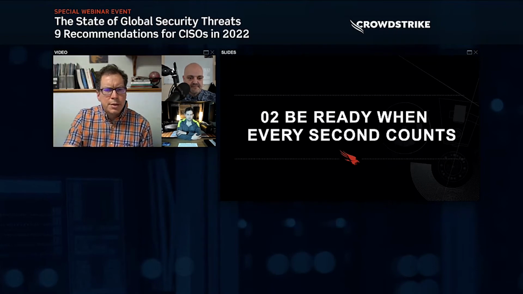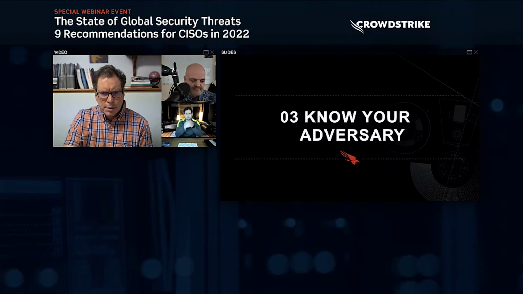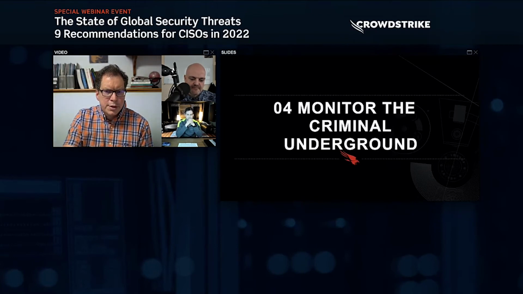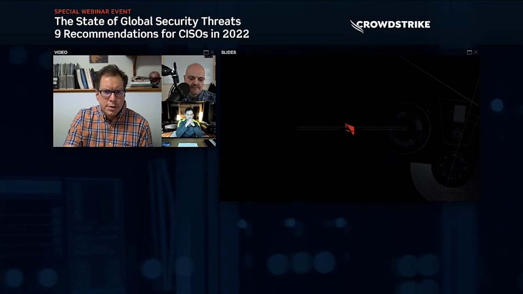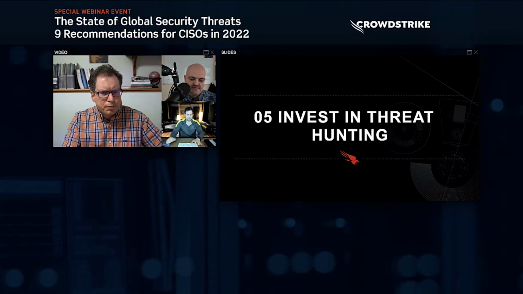So these next three recommendations are for you, Jason. Let me just go through all three of them, and then I'll turn it over to you to cover the topics and map them to some CrowdStrike offerings with some slides. The next one is know your adversary. Number 4 is monitor the criminal underground. And number 5 is invest in threat hunting. So let me turn things over to you to talk about those.